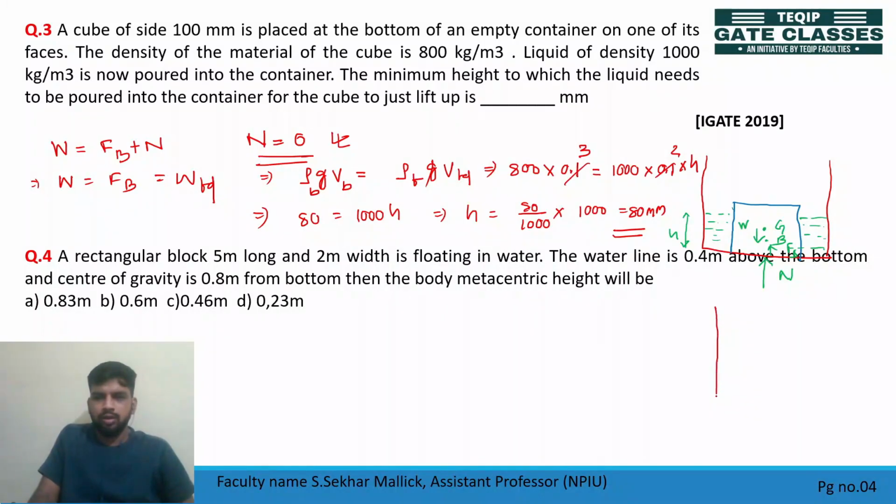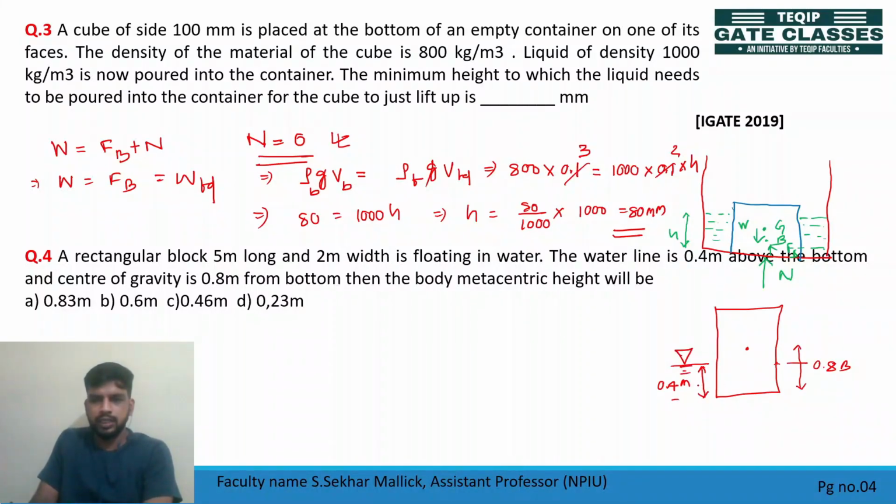Now let's draw a body, a block. CG is at distance 0.8 meters. CG is at 0.8 meters from the bottom, and center of buoyancy, and the water line is 0.4 meter above the bottom. So here this is your water line. Water is at 0.4 from the bottom. Okay, is it correct?